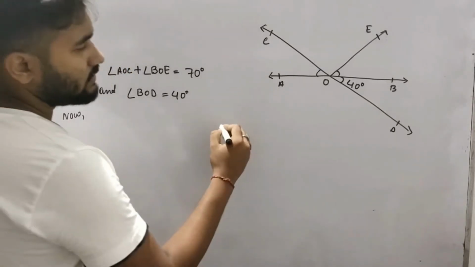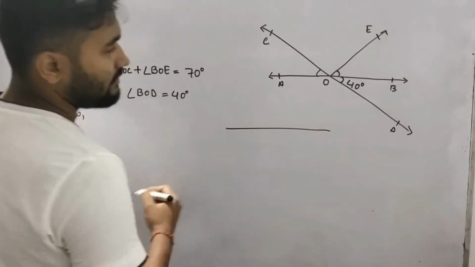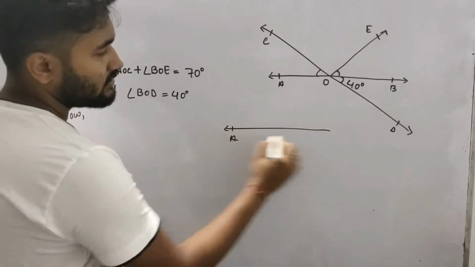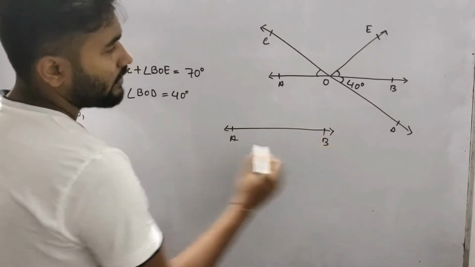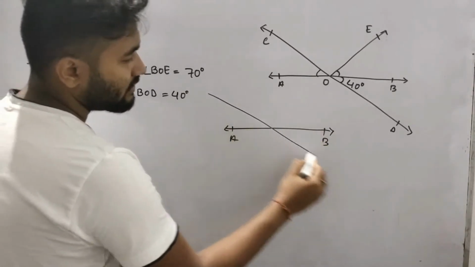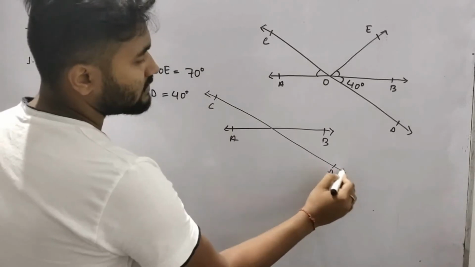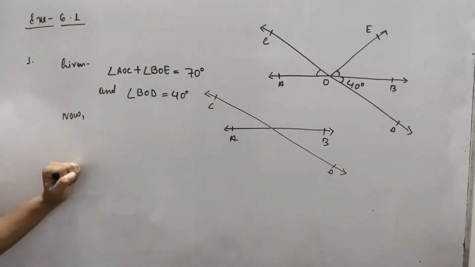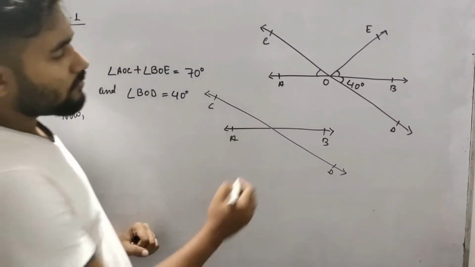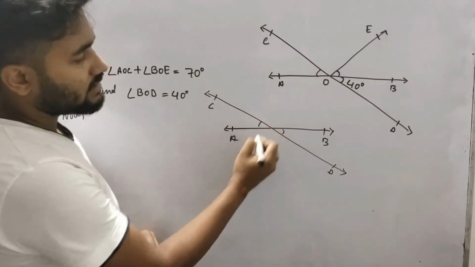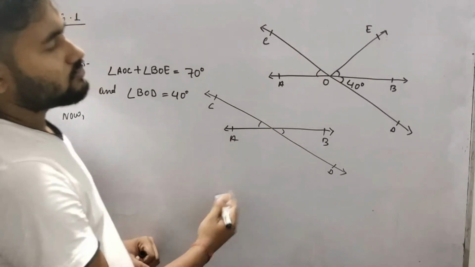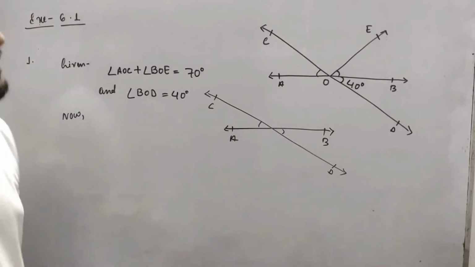If you cannot find it from the diagram, try to simplify the diagram. Okay. See, this is AB, right? And this is another straight line, CD, right? This is C, this is D. So now you can clearly see which will be the vertically opposite angle. See, this angle and this angle. So which will be the vertically opposite angle?